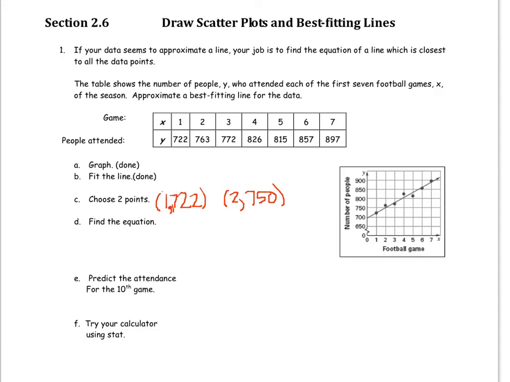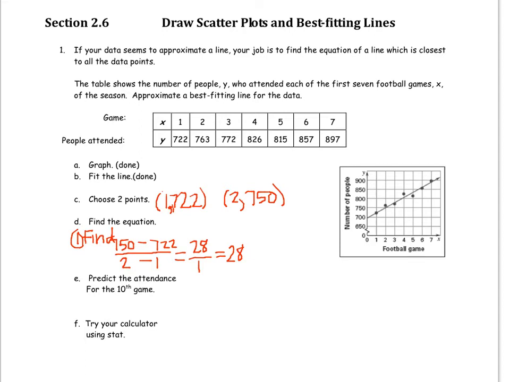So to find our equation, we've done this in the last lesson. So remember, our first step is to find m. If we're going to write an equation, find m, and I'm going to have to do that by using my slope formula. So I use the point 2, 750. I'm going to put it first, and then 1, 722, and put it next. 750 minus 722 is 28, over 2 minus 1 is 1. So that's 28. And my units there would be people per football game. We had an increase of 28 people per football game.